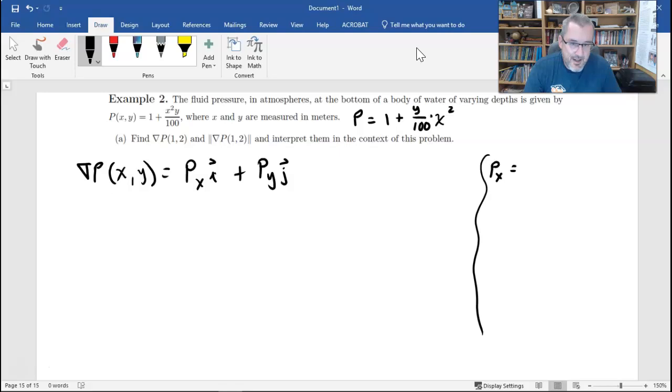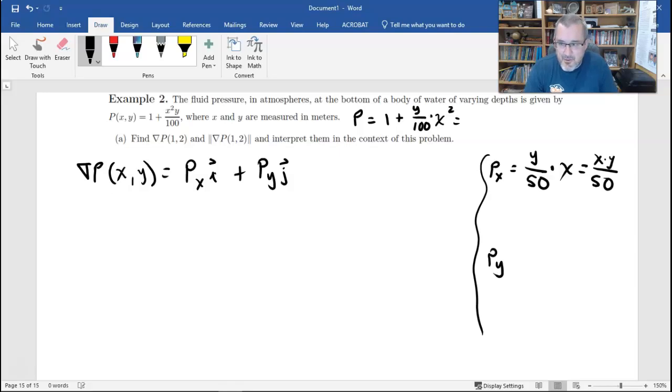So the derivative of a constant is 0, plus the derivative of this with respect to x. The 2 comes out front, so it'll be 2y over 100, otherwise known as y over 50, and then decrease the power by 1. Now we could go back to this symbolism here where we put everything in the numerator and call it x times y over 50. Maybe we like that.